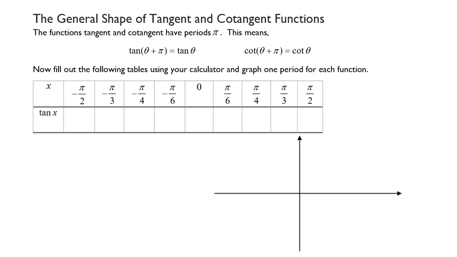We're going to look at the general shape of tangent and cotangent functions in this video. The functions tangent and cotangent have periods pi. This is clearly a different period from sine and cosine in their reciprocal functions. This means that if you have tangent of an angle plus pi, you get right back to tangent of theta, or the angle. And similarly with cotangent, if you have cotangent of theta plus pi, that is also equal to cotangent theta.